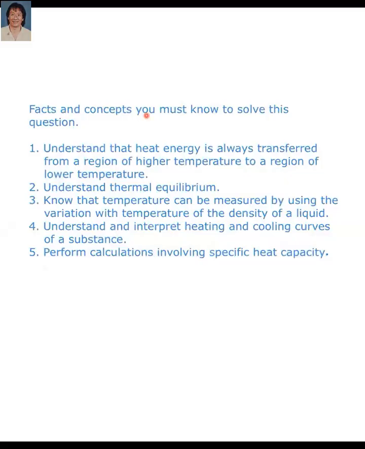Facts and concepts you must know to solve this question. Number 1, you need to understand that heat energy is always transferred from a region of higher temperature to a region of lower temperature. Number 2, understand what is thermal equilibrium. Number 3, know that temperature can be measured by using the variation with temperature of the density of a liquid. Number 4, understand and interpret heating and cooling curves of a substance. And number 5, perform calculations involving specific heat capacity.